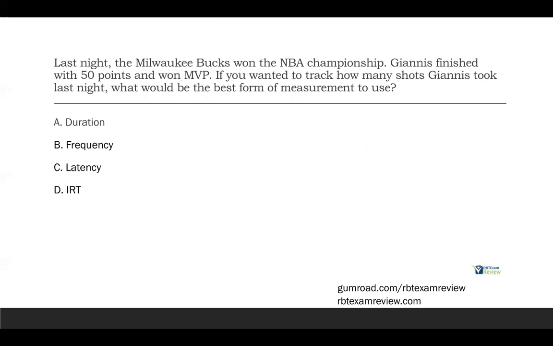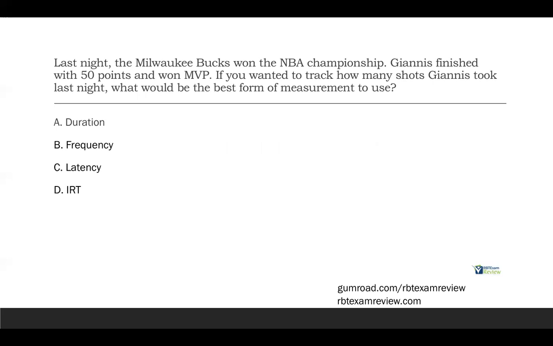All right, last night the Milwaukee Bucks won the NBA championship. Giannis finished with 50 points and won MVP. If you wanted to track how many shots Giannis took last night, what would be the best form of measurement to use? Okay, so if you're a sports fan, sports are some of the best for measurement, okay?